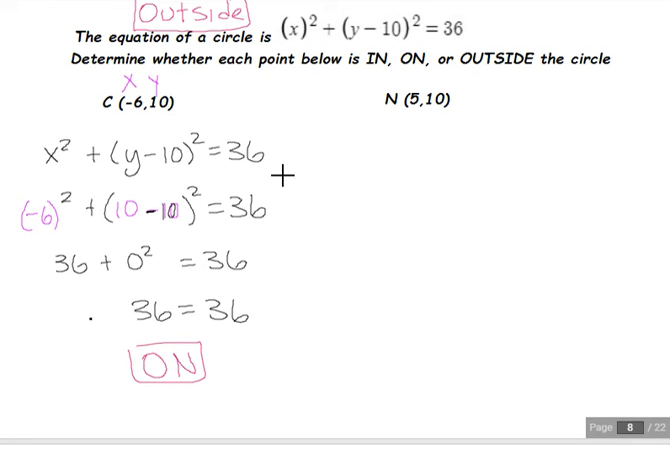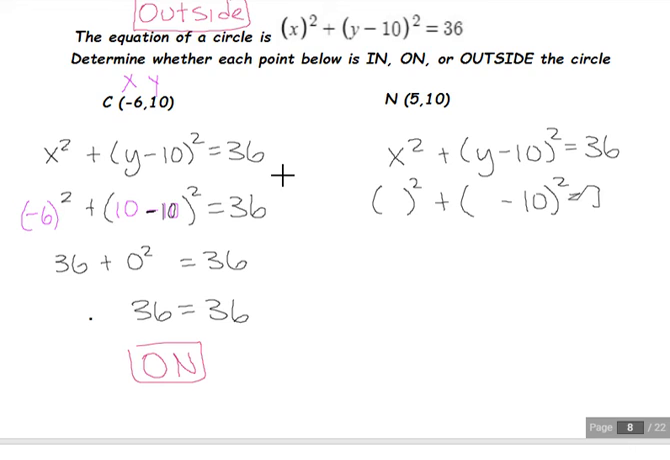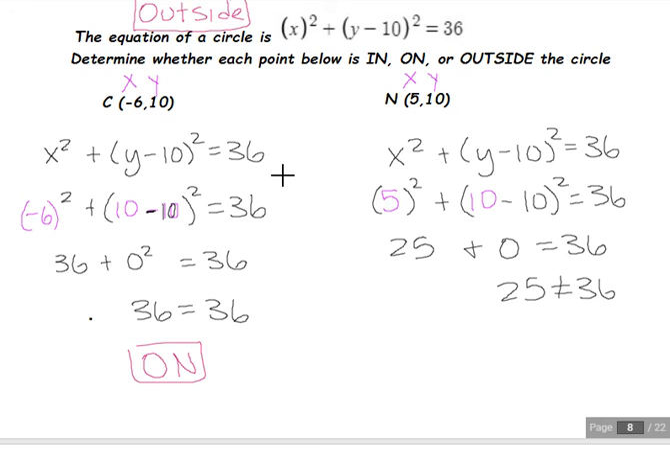And finally, okay, so our x and y, 5 and 10. So 25, 10 minus 10 is 0, so that's going to be plus 0. So 25 is smaller than the radius squared value of 36, and so this has to be inside.